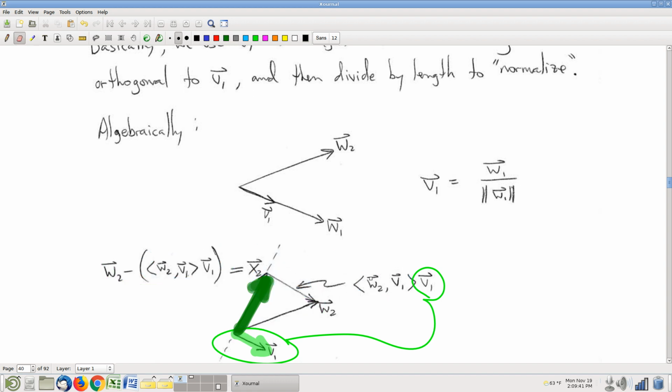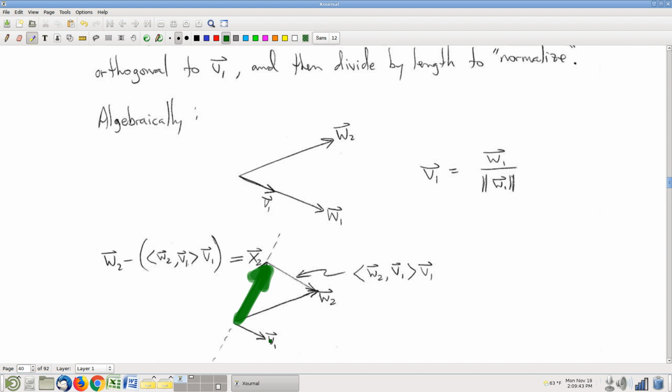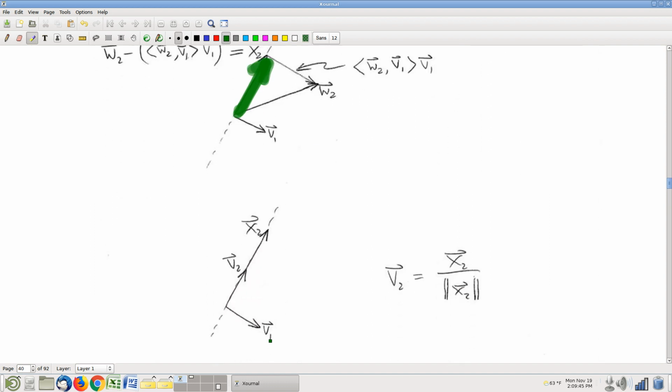And how do I then normalize that? Well, again, that's pretty straightforward. You take a non-unit vector, you normalize by dividing by its own magnitude. All right, is everybody on board? Okay.